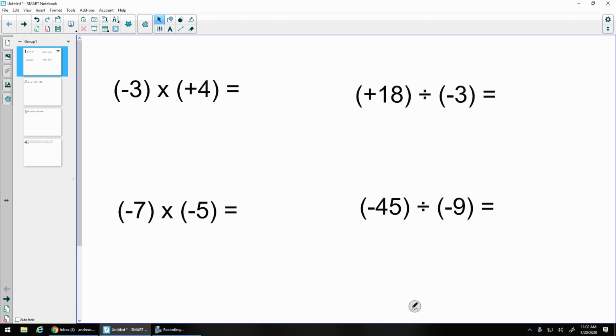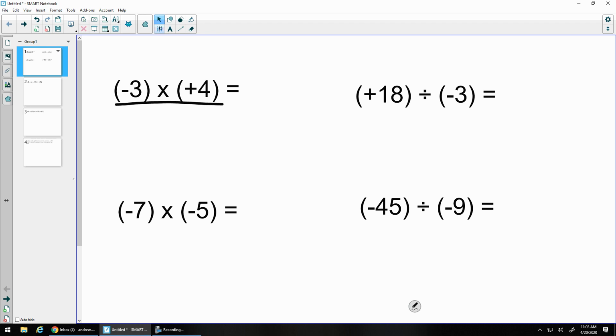So the rule of multiplication and division is that essentially if you have two of the same, so if you have two positives or if you have two negatives, the answer is going to be positive. If you have one of each, one negative, one positive, the answer will be negative. So we have a problem like what we have here. Negative 3 times by positive 4.